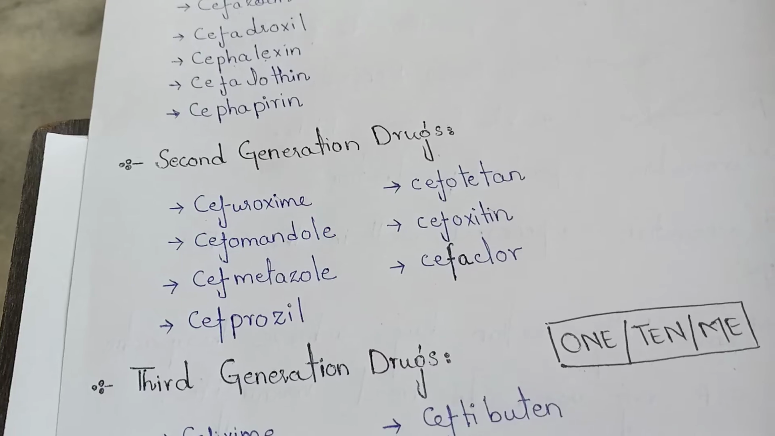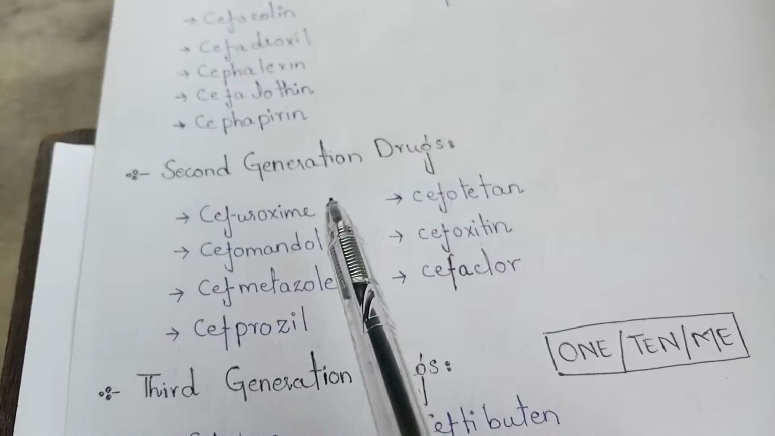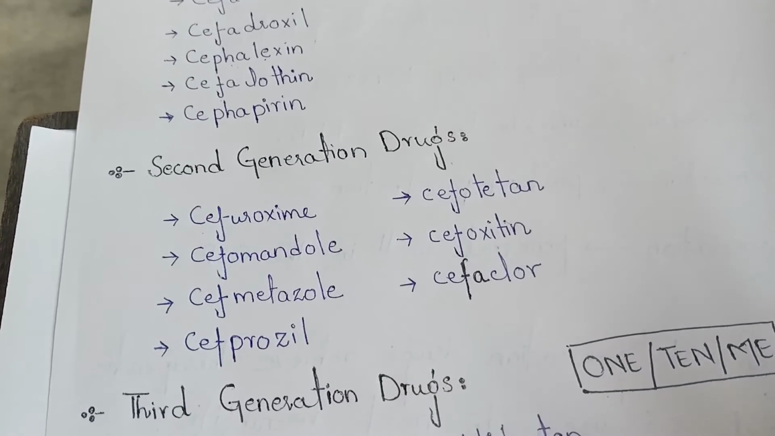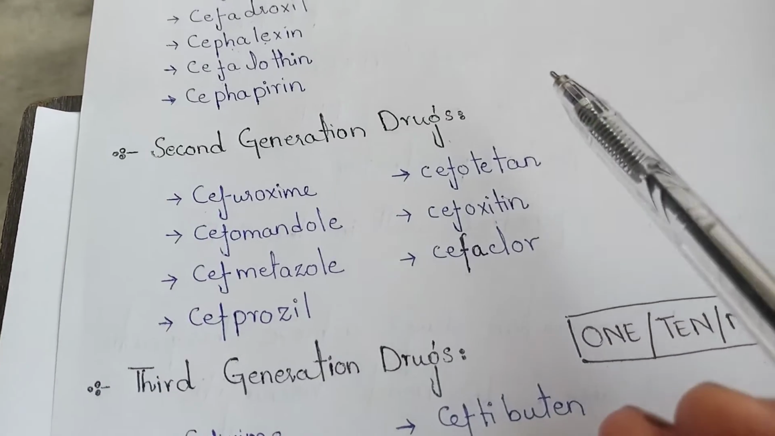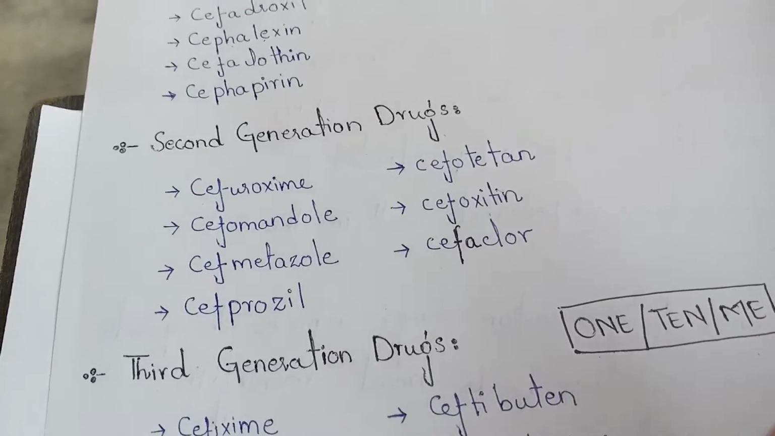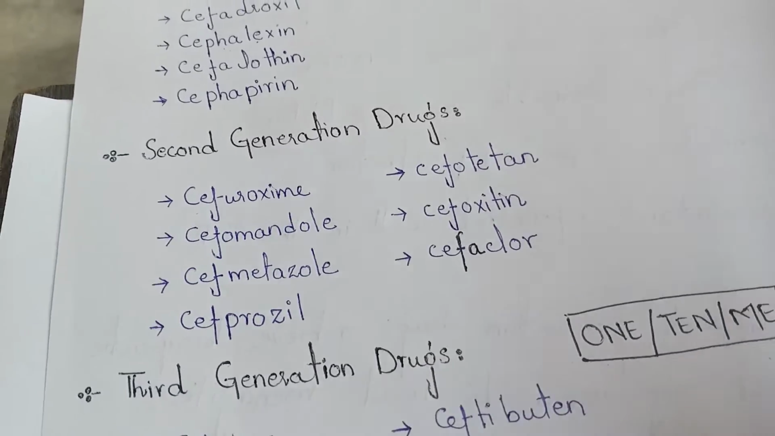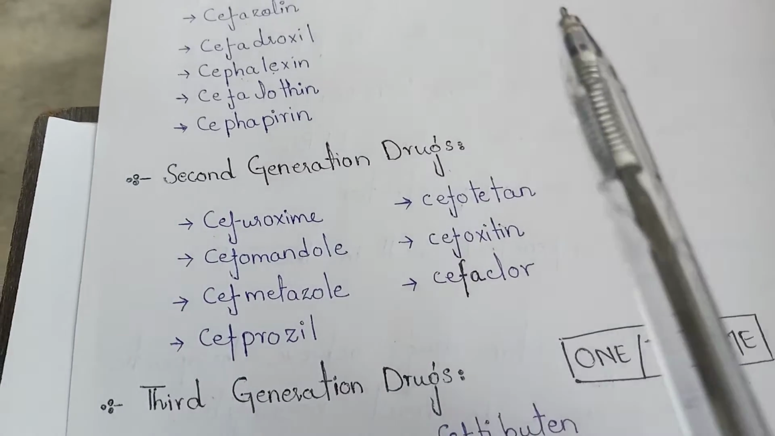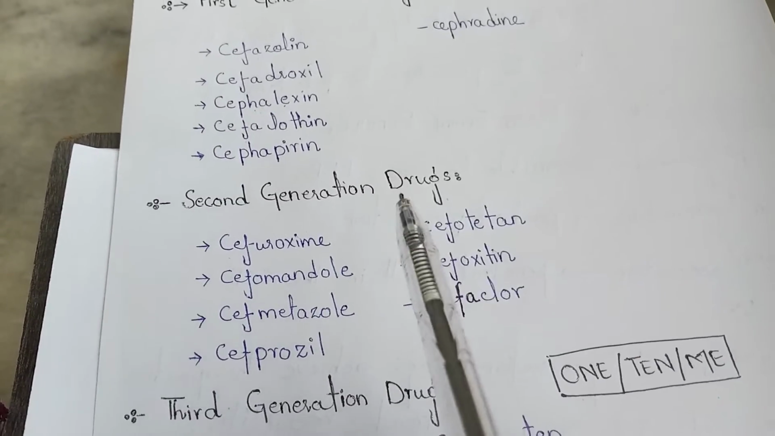Now all other drugs belong to the second generation drugs, means if a drug does not have A, does not have pi or role, and does not end with the 110 and me, then it will belong to the second generation drugs. So all other drugs are included in the second generation drugs.